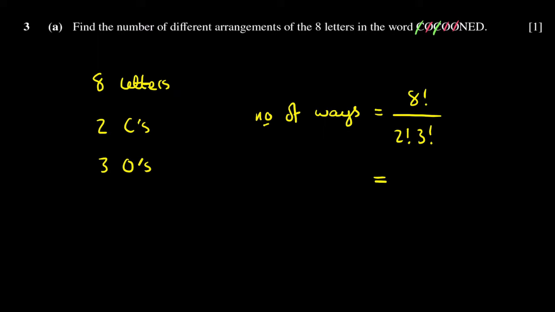We're going to get 8 factorial divided by 2 factorial, and again divided by 3 factorial. So we get 3360 is the total number of ways. Now, if you're not sure why we do this, I'm going to try to do another video to explain that. But the key thing you just need to know is you take the number of letters in total, and you do that factorial on the numerator, and you take the number of repeated letters and you count them, so you get 2 C's, 3 O's, and you put that on the denominator, 2 factorial, 3 factorial.